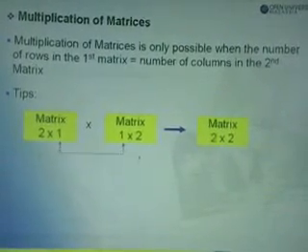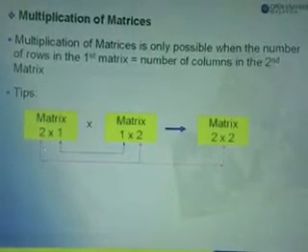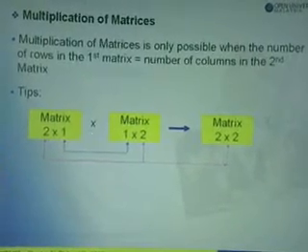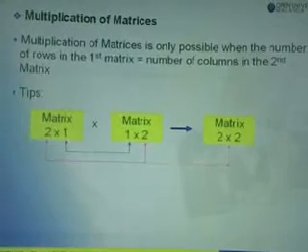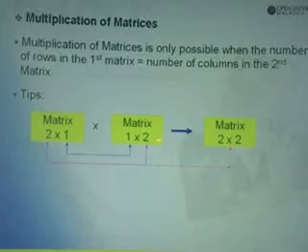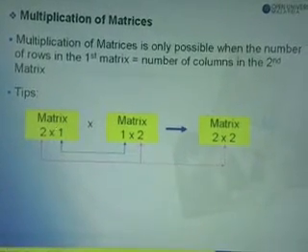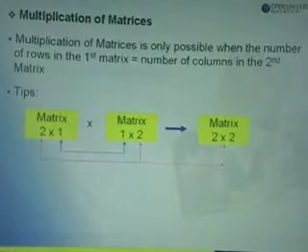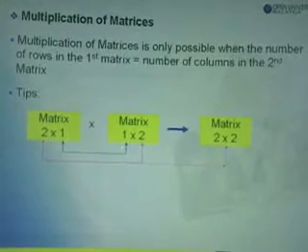For example, when we multiply two matrices, here are the tips. If we have a matrix 2 by 1, which is 2 rows and 1 column, you can multiply with another matrix 1 by 2, alright? Then the answer will become a matrix 2 by 2, right? So you got to check, make sure that the columns in the first matrix are the same as the number of rows in the second matrix.